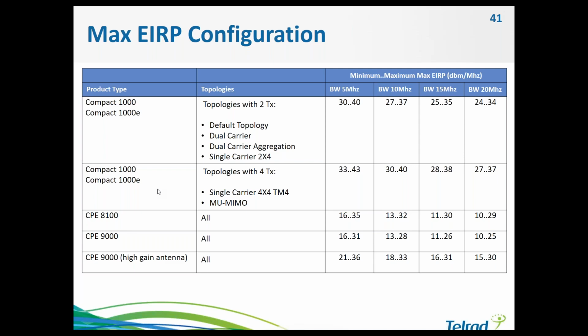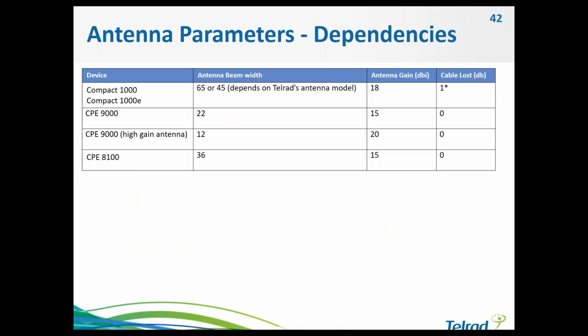And the CPE is agnostic to the specific topology, and you have the values. These values come together in the next slides. We see the antenna beamwidth, the antenna gain, and the cable loss. These are the typical values for the devices and antennas. Of course, if you use another antenna in the compact, you need to specify the parameters of the antenna.